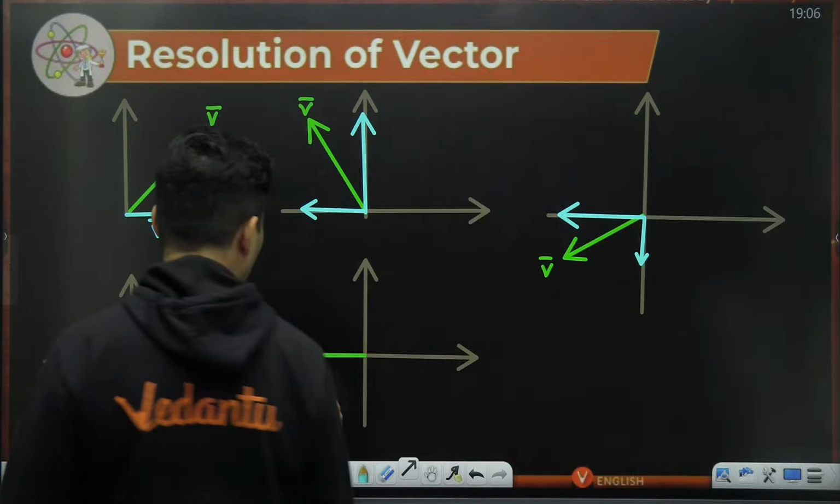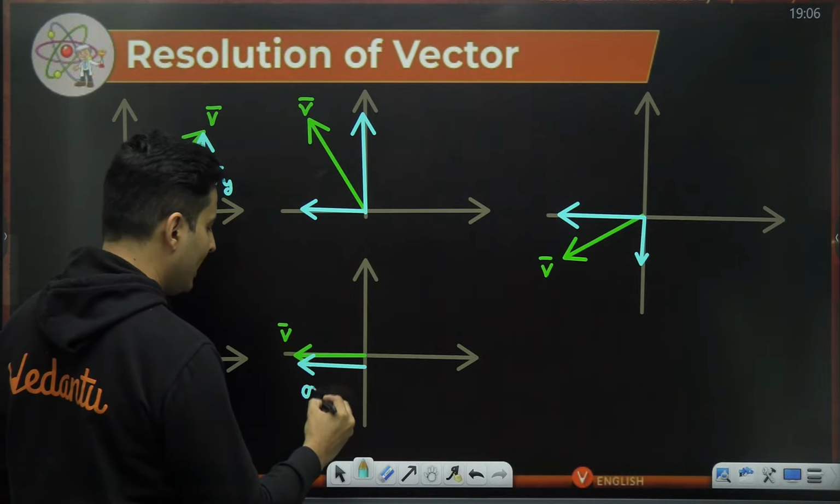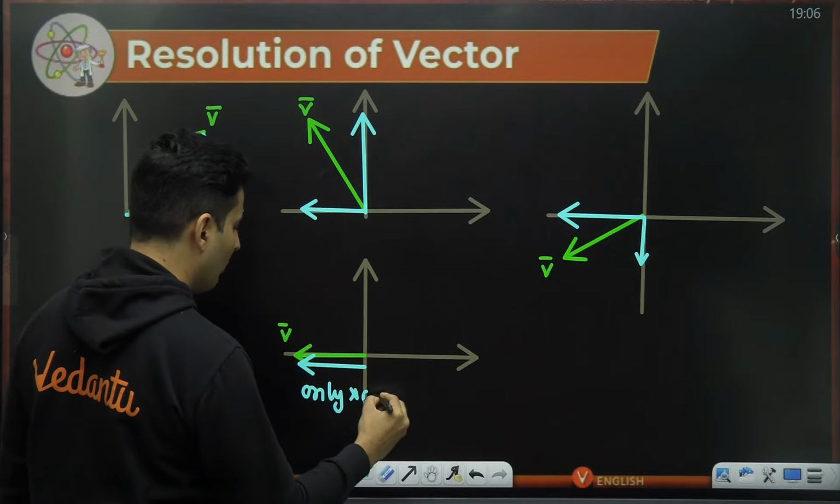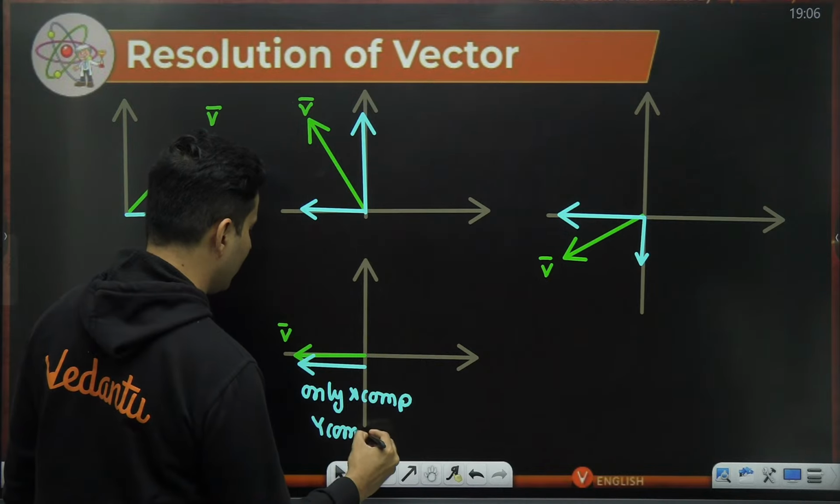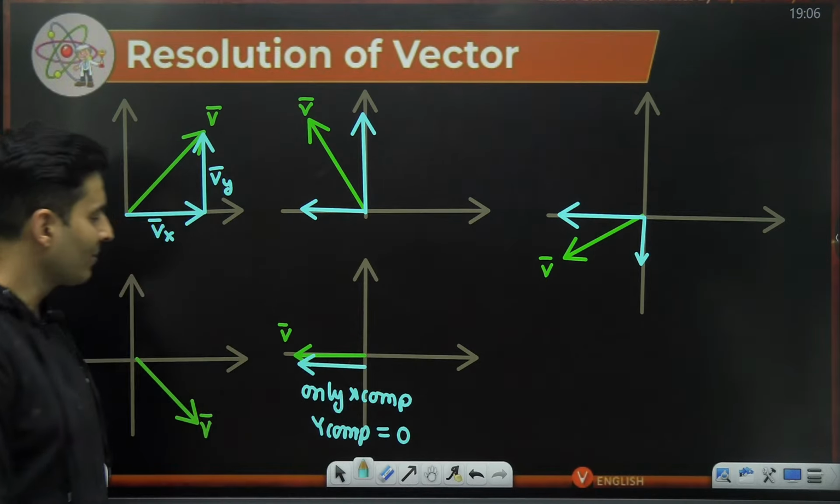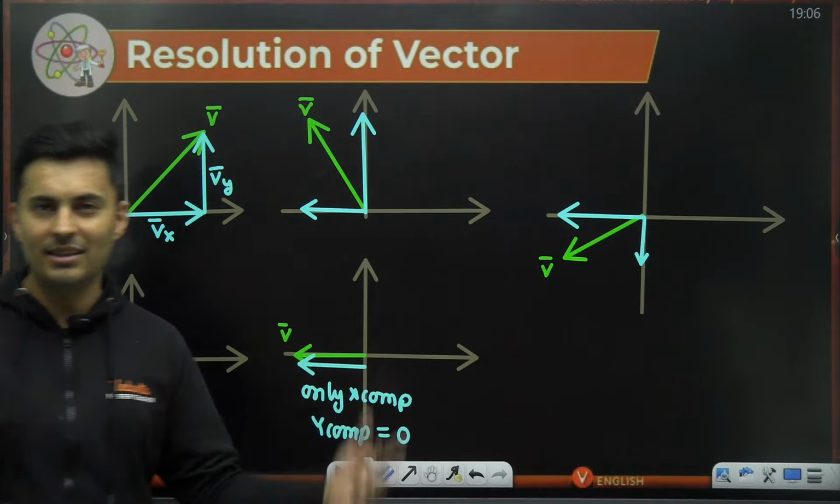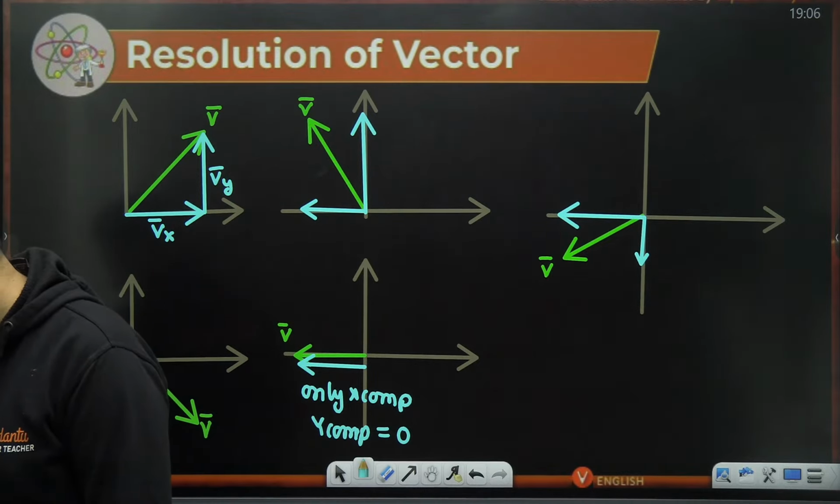How about this scenario? I feel there is only one component. Yes, only the x component. And what about the y component? The y component is not there. Rather, the y component is 0 because there is nothing in the y direction. Everything is in the x direction only. Is that right? Yep. Okay.